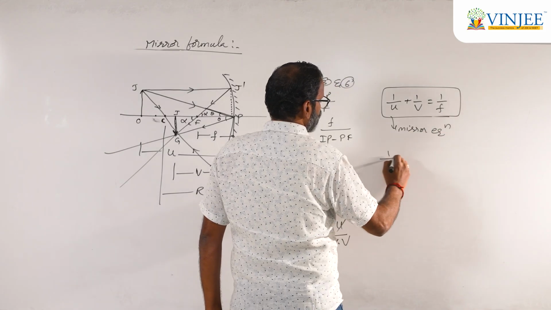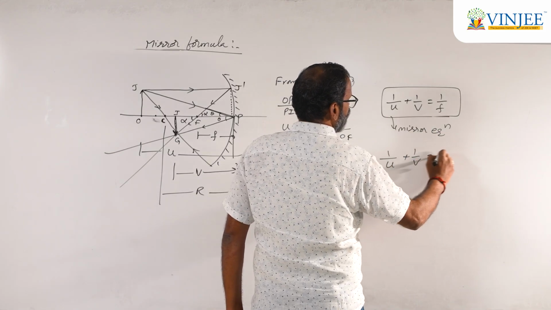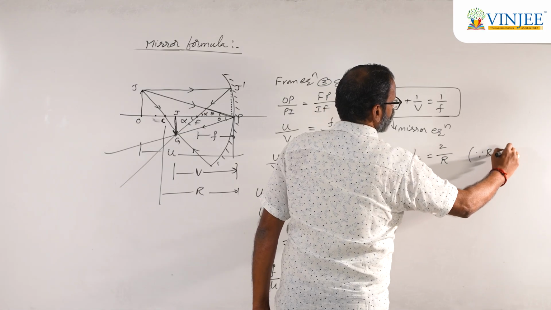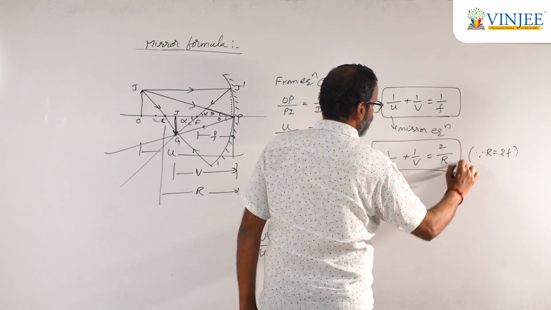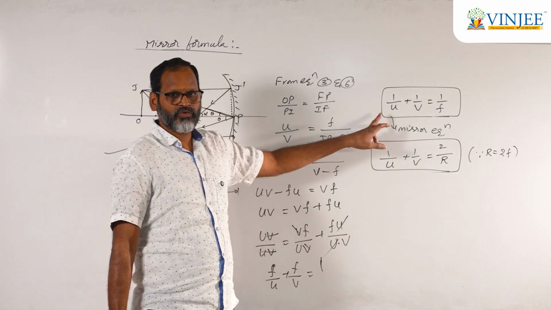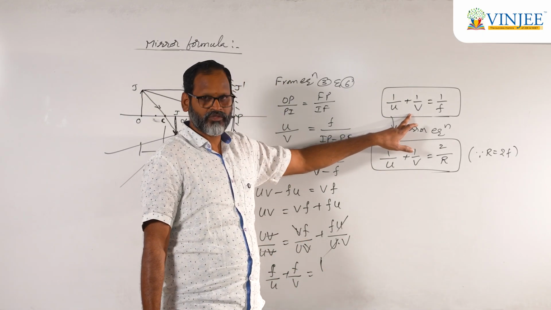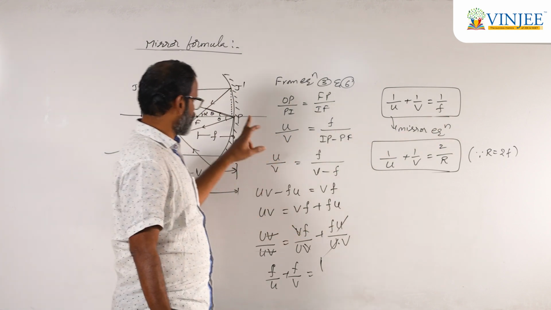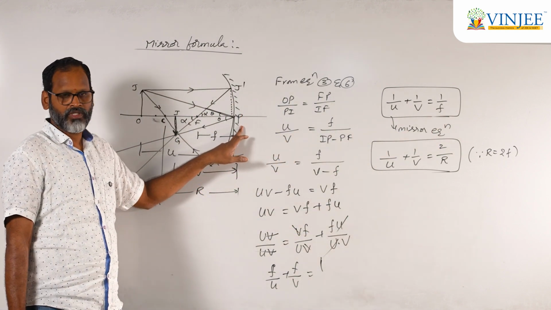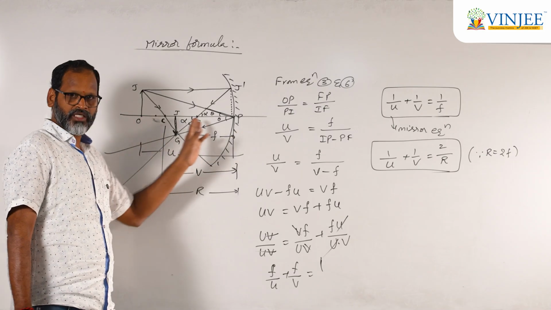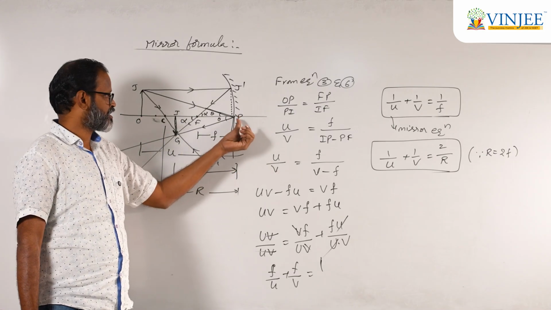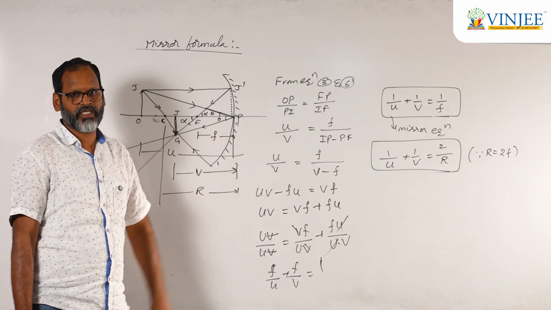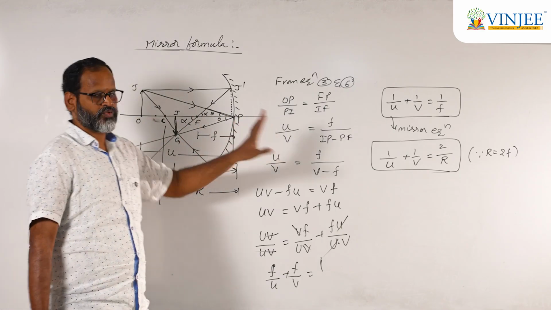And we can also write 1 by U plus 1 by V is equal to 2 by R, since R is equal to 2F. This is the mirror equation, where U is the object distance, V is the image distance, and F is the focal length. All the distances are measured from the pole of the mirror only. Distances measured in the direction of light are positive, and distances measured opposite to the direction of light are taken as negative. This is the mirror equation.